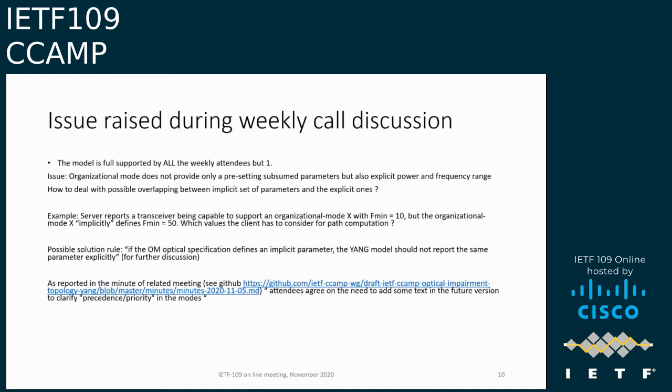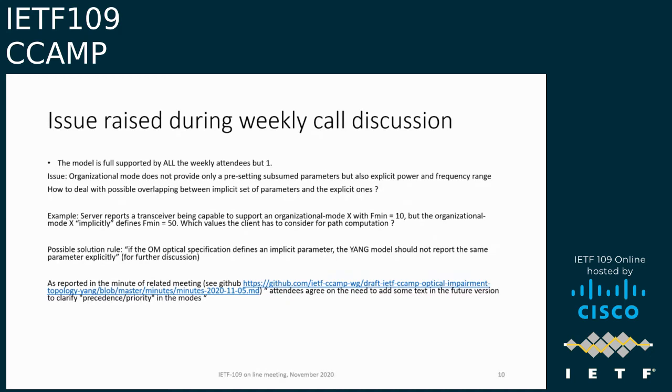One of the possible rules that has been raised in the discussion is that if the organizational mode optical specification already defines an implicit parameter, the YANG model should not report the same parameter explicitly. But this is in discussion, in the sense that we do not have a definitive answer. All this is reported in the minutes of the meeting.